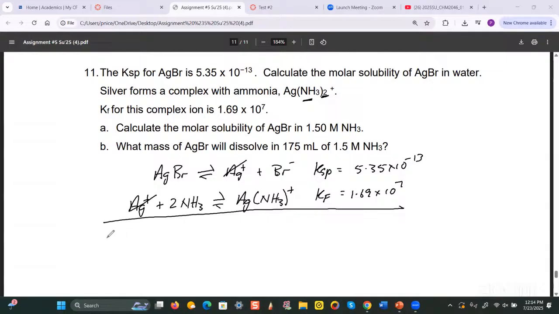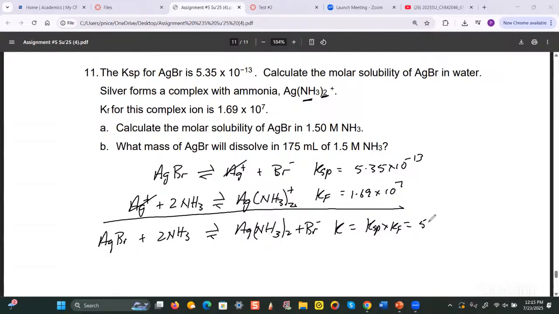So therefore, the net equation would be AgBr plus 2NH3. And then on the other side, you're going to have Ag(NH3)2 plus Br minus. So my question to you is, what would be the K for this reaction? You multiply the. Exactly. It would be KSP times KF, which would be equal to 5.35 times 10 to the minus 13 times 1.69 times 10 to the 7th, right?